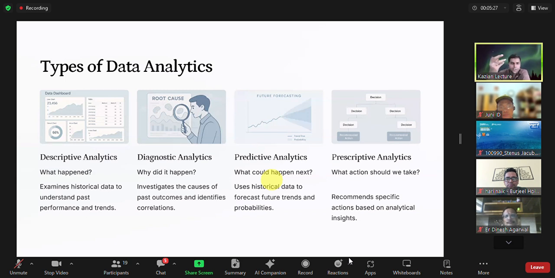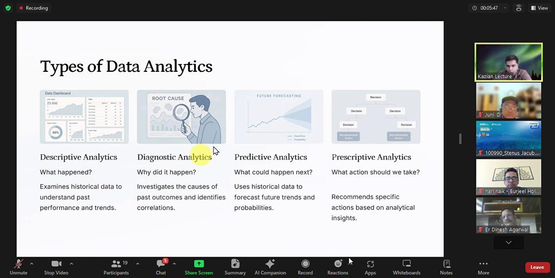Okay. So for example, let's take COVID-19 as an example. All of us have been through it. And in a simple way, descriptive analytics, what happened? So every government, different countries, they examined, okay, there is an outbreak of a virus, and because of this people are dying. This is what they examined based on the historical data.